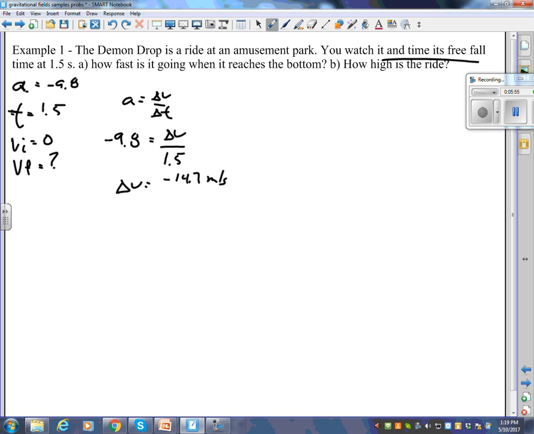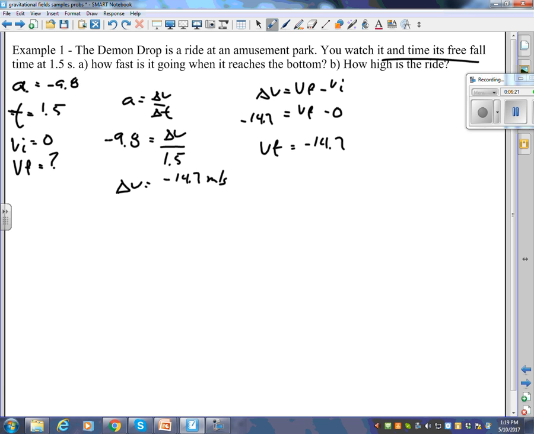So if that's the change in the velocity, theoretically you should really, by all rights, go delta V is VF minus VI. I'm sorry, am I in the way there, Dawson? Does that help a little bit? Okay. So now this is minus 14.7. We're solving for VF, but the VI is 0. So in other words, it's just that, right?